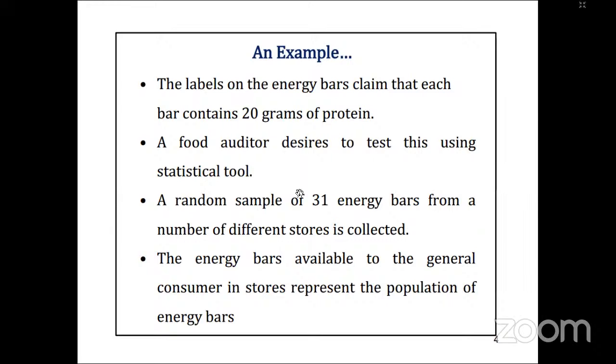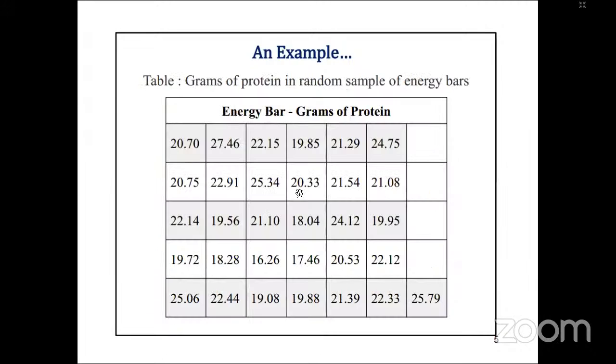So she takes a random sample of 31 energy bars, but those samples will be taken from different stores randomly. Okay, the energy bars available to general consumers in the stores will now represent the population for us, and we are taking a random sample from the whole population. So the sample size may vary. So 31 energy bars are chosen, and now for all of those bars, the protein content is tested through lab, and these are the values for the grams of protein available in those 31 energy bars.